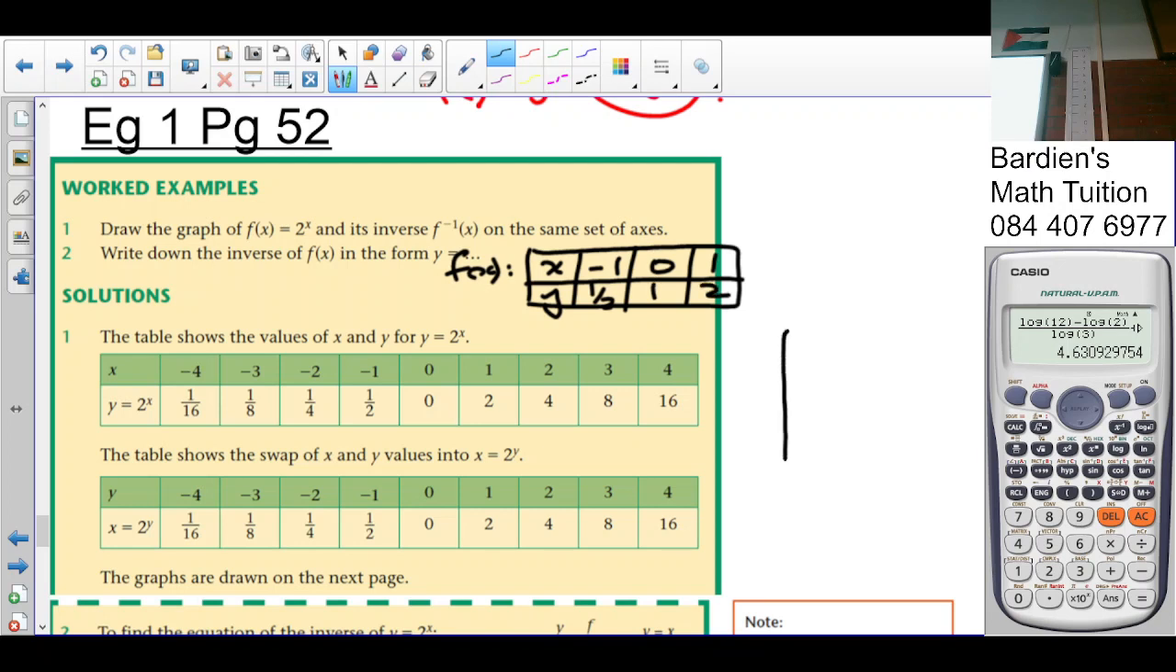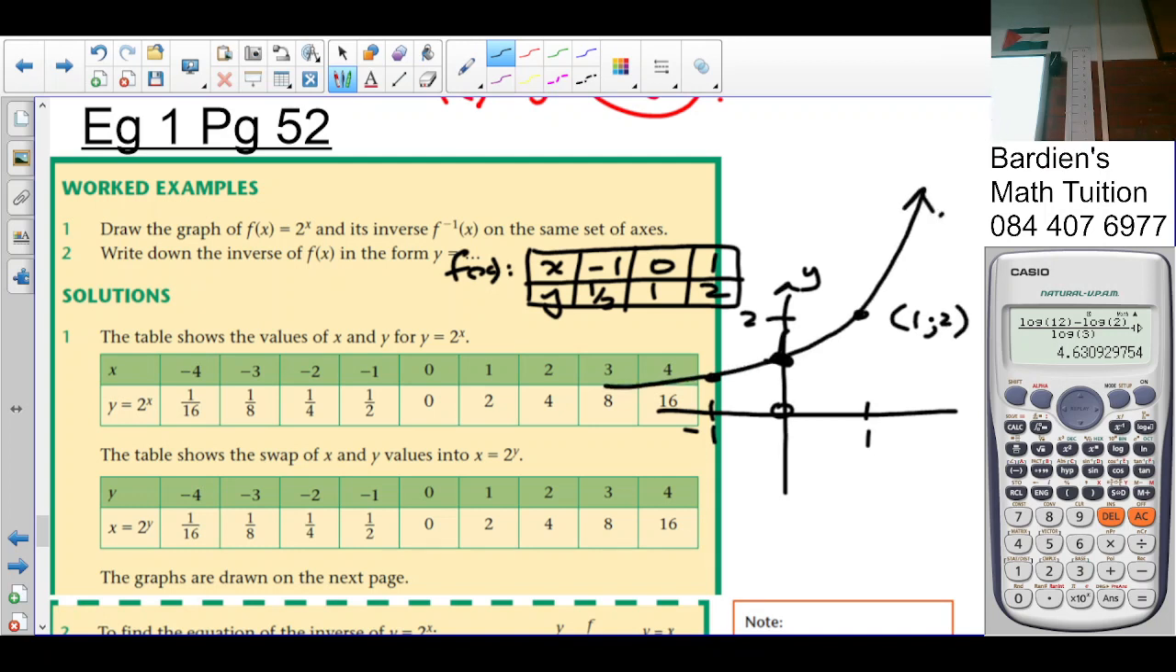So if I plot that on a system of axes, it is negative 1, 0, and 1. That will be 1 and 2 there, of course. That's your y. So if x is negative 1, y is half. If x is 0, y is 1. If x is 1, y is 2. So there is a graph coming through. And this is your function.